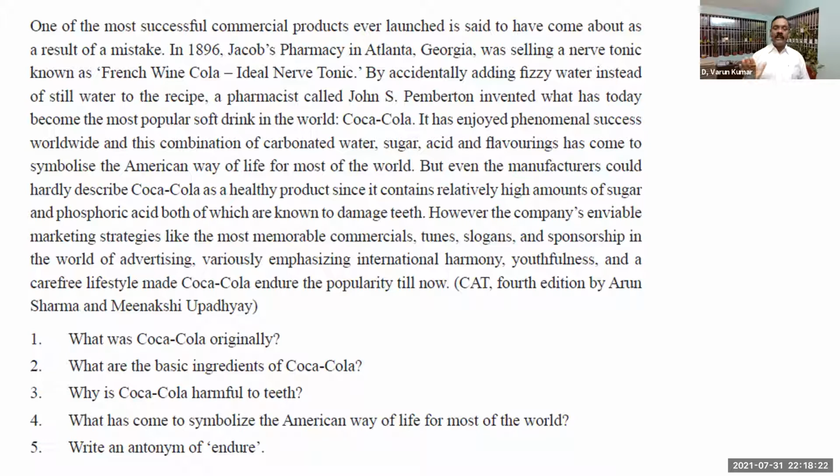Don't write immediately. Coca-Cola is a drink, a cool drink like that. According to the paragraph, we have to frame the answer. That is important. Originally, what was Coca-Cola? First, it was different. Then it has become a soft drink.